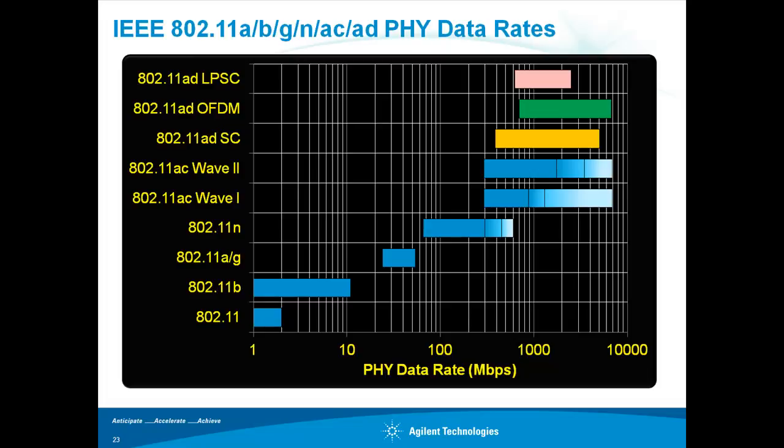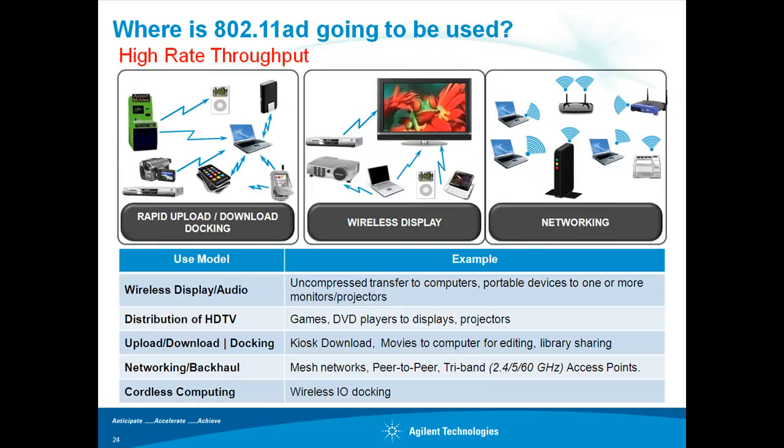Here we can see the 802.11ad data rates compared with the remainder of 802.11. 802.11ad will deliver these rates by way of three variations on the PHY, which we will learn about in the coming sections. So the question arises, what applications will 11ad address, particularly in comparison to 11ac? The highest data rate use cases over a short range will tend to dominate. Upload and download, and docking, and uncompressed and multiple video streaming rise to the top. But networking, particularly in concert with the lower 2.4 and 5 GHz bands, will also exist.